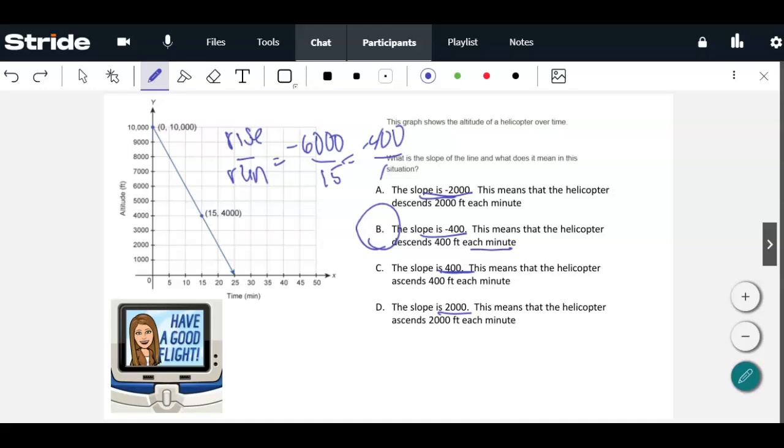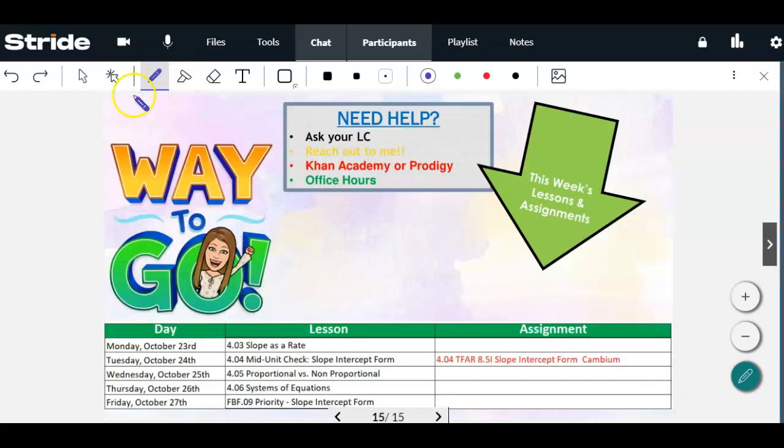All right, you do have a quiz today, so please make sure that you understand everything. Well, I thought you had a quiz today. I'm not sure why it's not on here, but I believe you have a quiz today, and then we have another TFAR for the 4.04. Reach out to me if you have any questions.